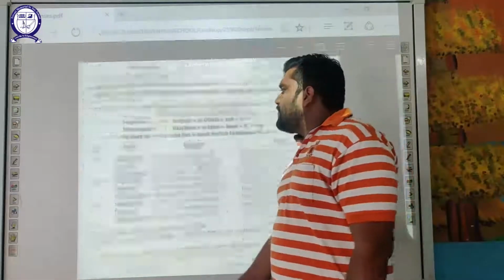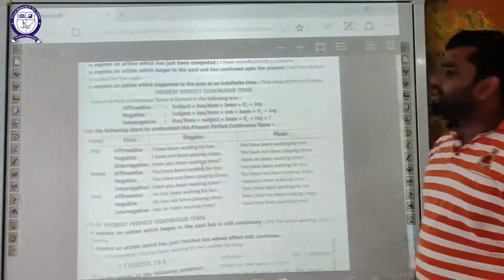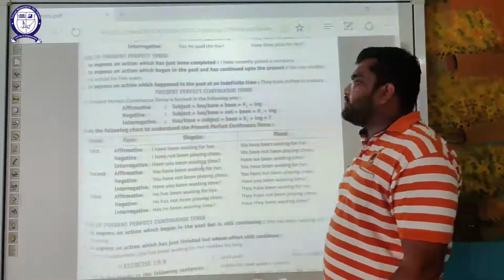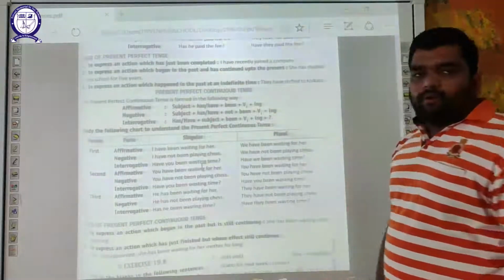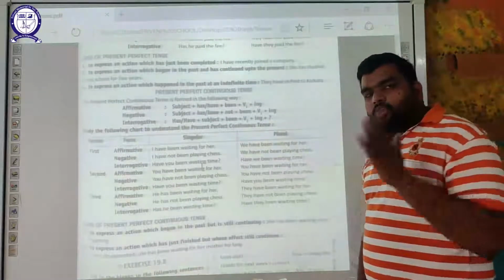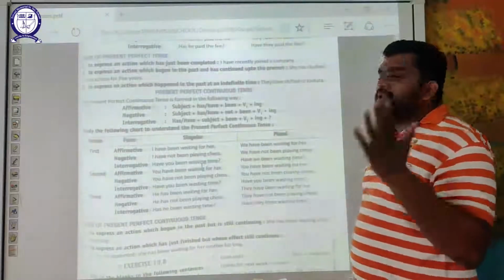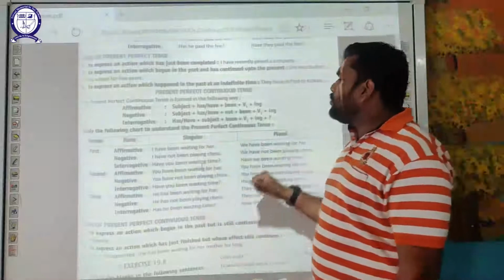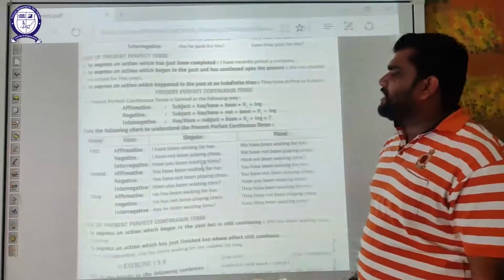Moving on to present perfect continuous. What is there? Subject plus has plus been plus verb first form plus ing. Negative helping verb, then not plus been plus verb first form plus ing. Because it is perfect continuous, we need to use been in every sentence.